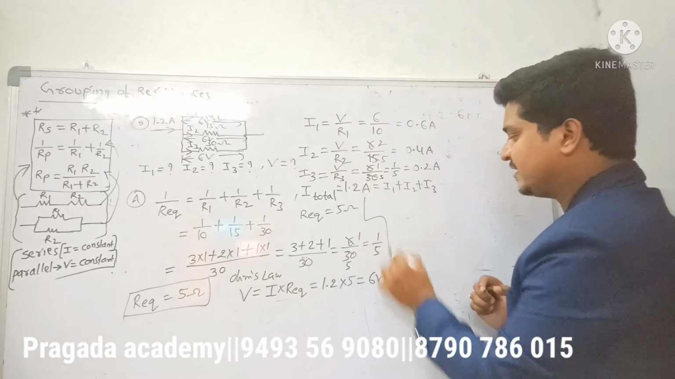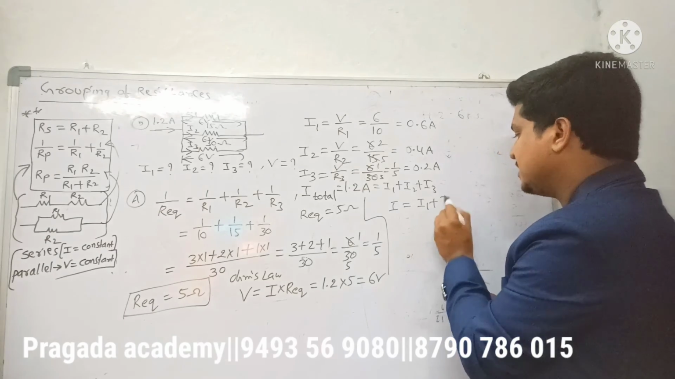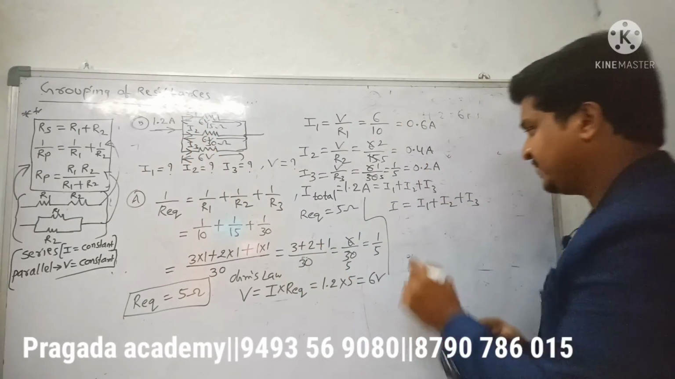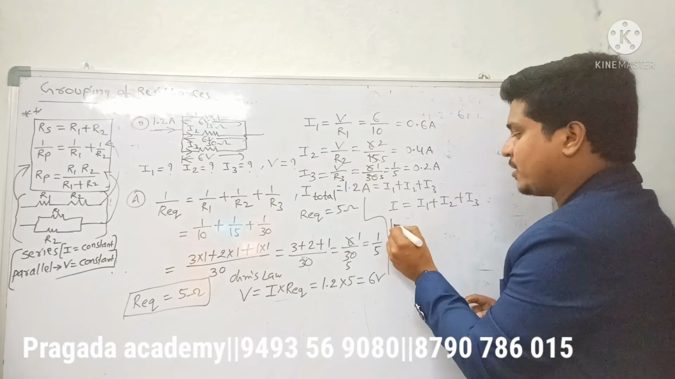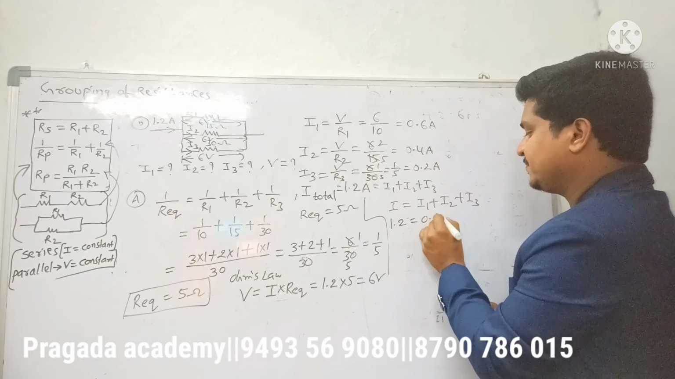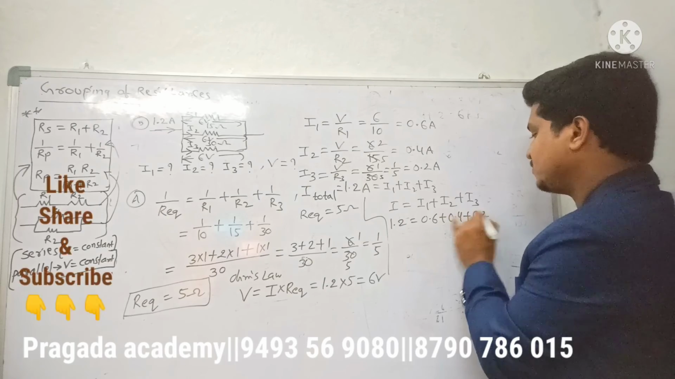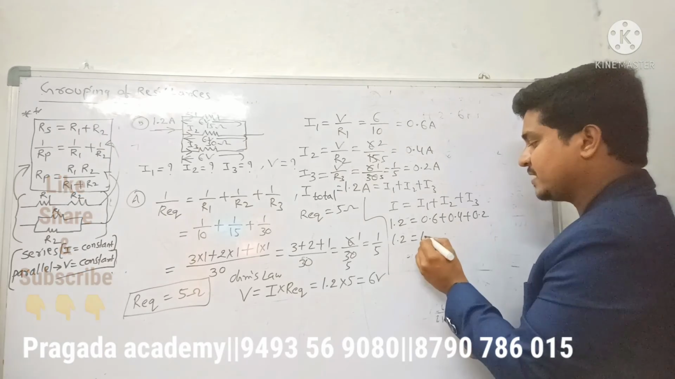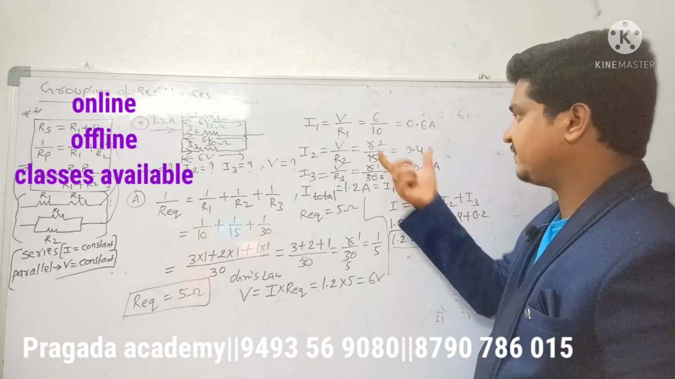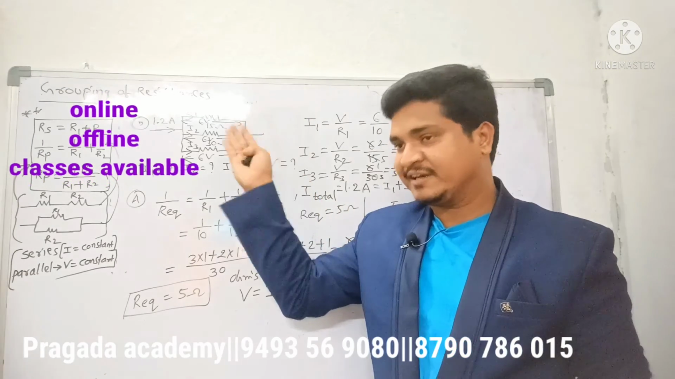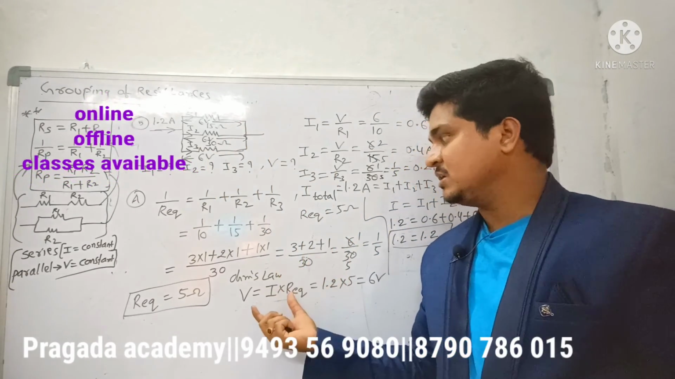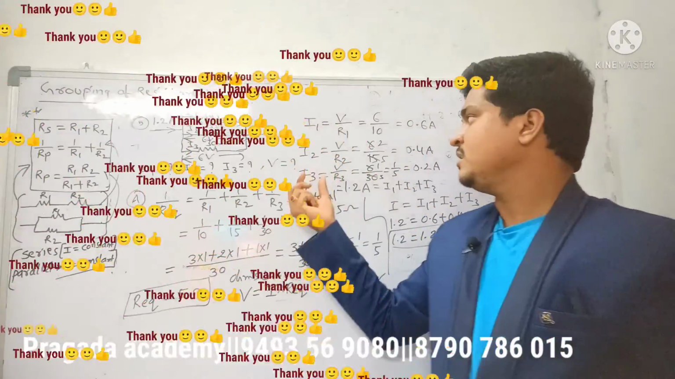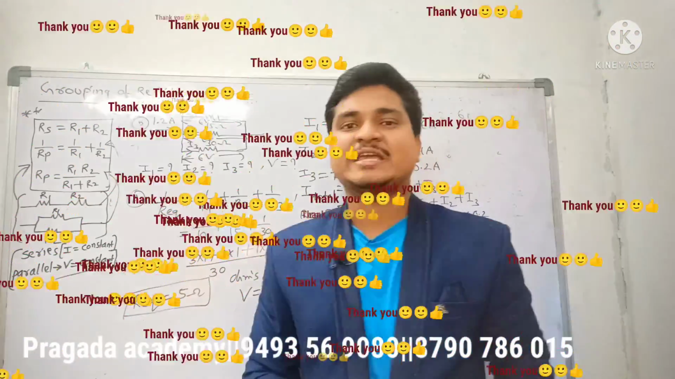Whether we got correct values or not, we need to check with I equal to I1 plus I2 plus I3. Why? Because the total current is equal to the sum of the currents I1, I2, I3. The total current is 1.2, and I1 plus I2 plus I3 is 0.6 plus 0.4 plus 0.2. If you add all these values, 0.6 plus 0.4 is 1.0, plus 0.2, you will get 1.2. So that's why we got correct values of I1, I2, I3. We found the equivalent resistance, from that I found the value of voltage. Voltage is equal in the parallel combination. From that, using Ohm's law, I found I1, I2, I3 values. So this is about equivalent resistance.